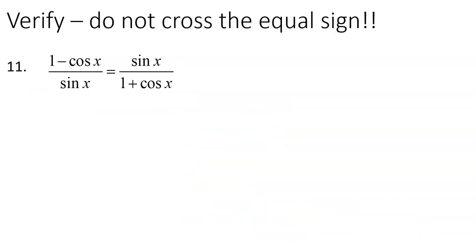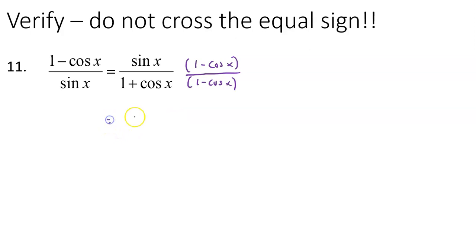All right, last one for this section. This says verify, do not cross the equal sign. The temptation here is to try to cross the equal sign because if you cross multiply, the problem solves itself very quickly. But for accuracy's sake, we're going to try not to cross the equal sign. So one option that I have is to multiply top and bottom here by 1 minus cosine x. I'm going to do it this way because I have a little bit more space here. So let's multiply top and bottom here by 1 minus cosine x.